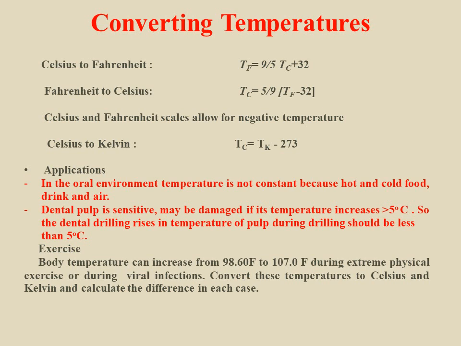Exercise. Body temperature can increase from 98.6 F to 107 F during extreme physical exercise or during viral infection. Convert these temperatures to Celsius and Kelvin and calculate the difference in each case.